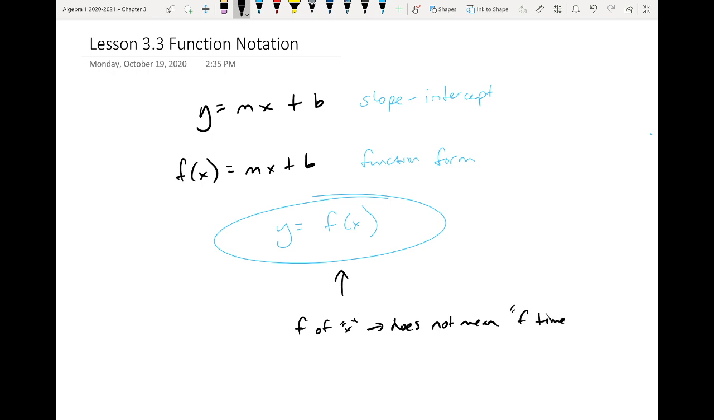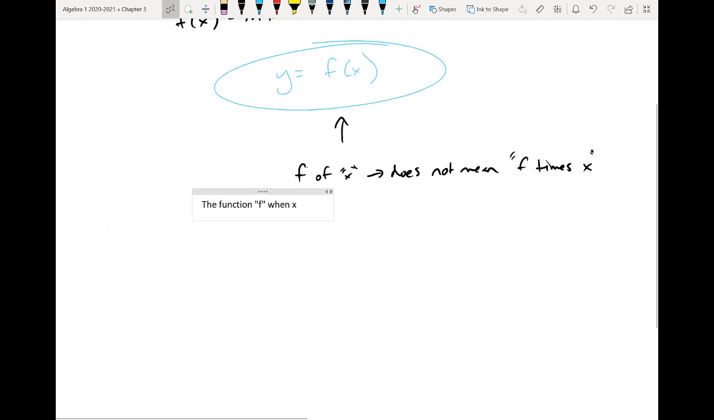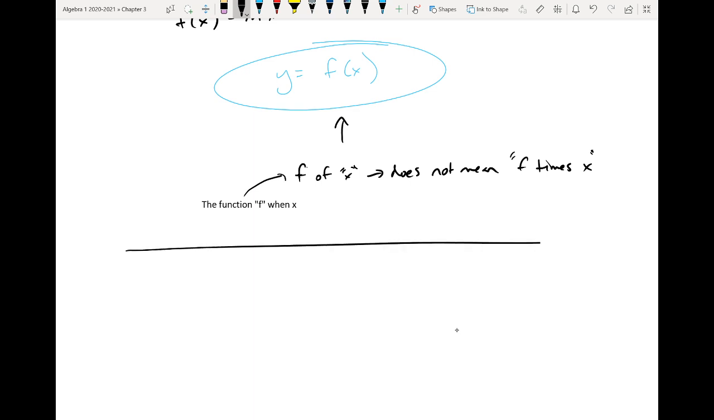Another way to say this is the function which is named f when x is happening. Okay? So that's what this is. This f is the function f. That's just its name. We can do the g of x, we can do the L of x, we can do any letter there, and we will later in this course. So let's evaluate a few things.